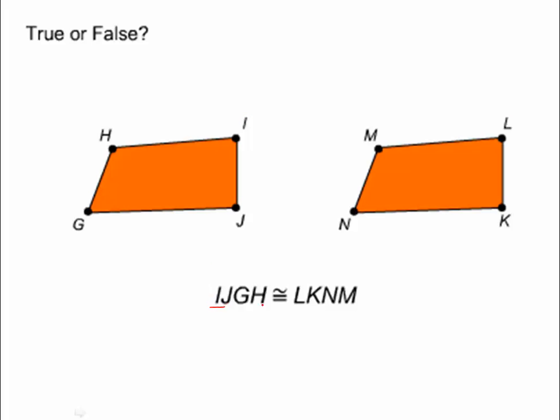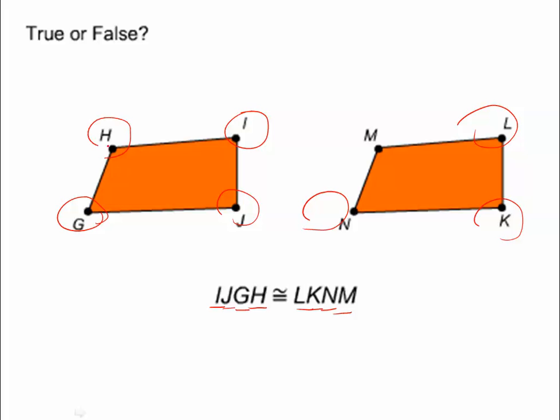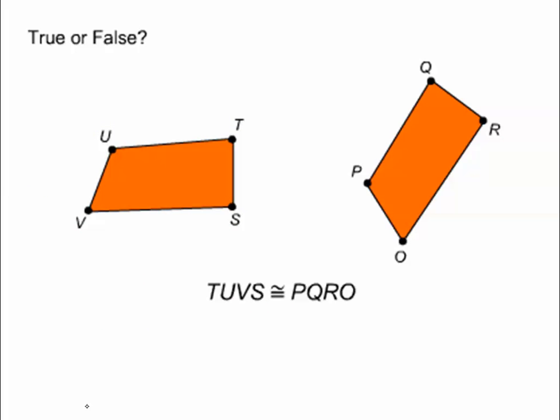Alright, let's look at this one. I should correspond with L. That's alright. J should correspond with K. That's correct. G should correspond with N. And then H corresponds with M. And that is true as well. See, those are pretty simple. You just got to sit there and make sure all the letters are written in the right order.